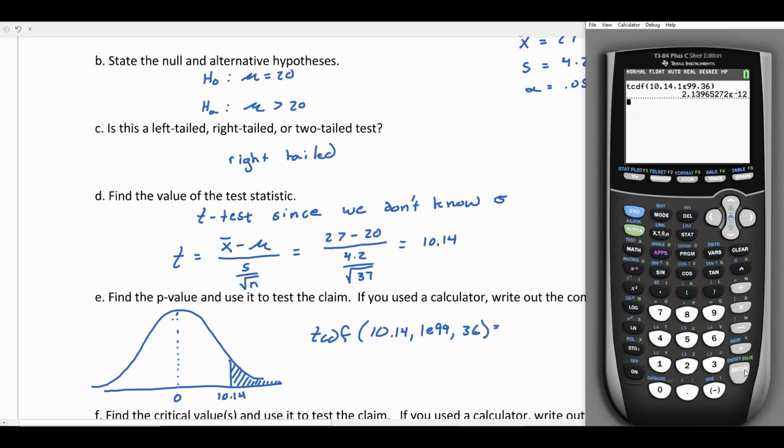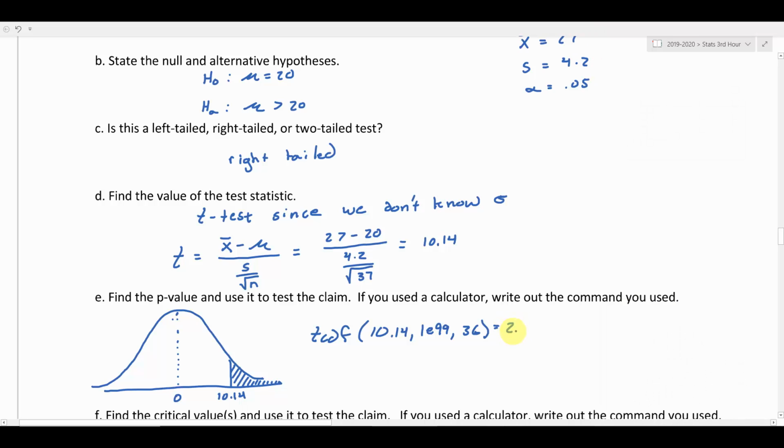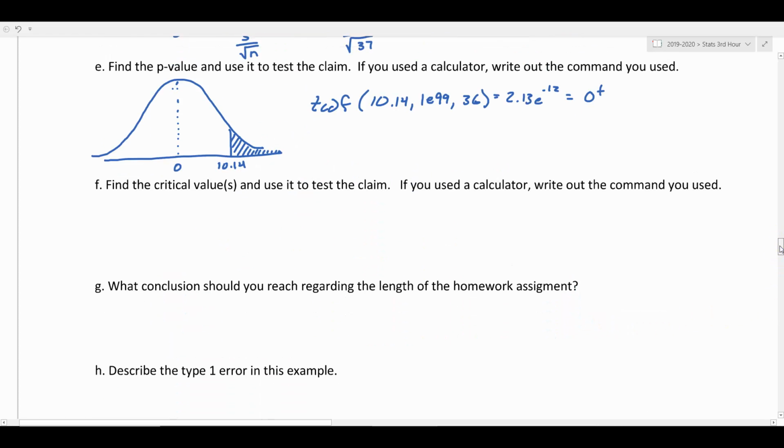And there we go. We got 2.13 E negative 12, which is essentially 0 plus. All right, so that is the probability of getting 10.14 standard deviations away from what we expected, assuming that the actual population mean was 20. So that would be extremely rare. It'd be nearly impossible for that to happen. So we get to make a decision based upon that probability.